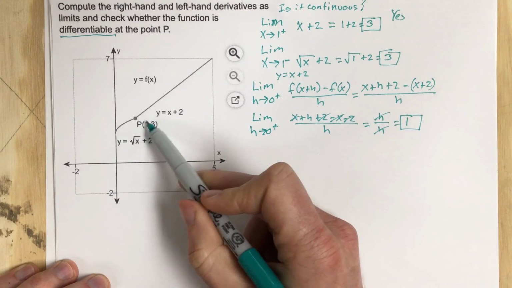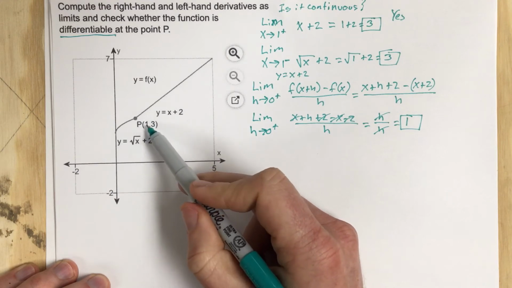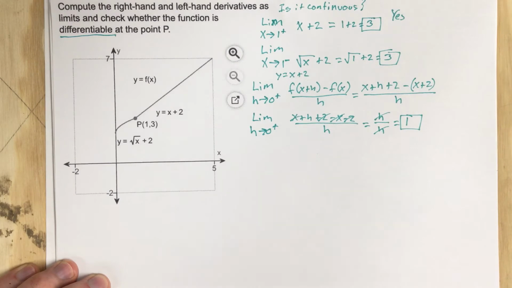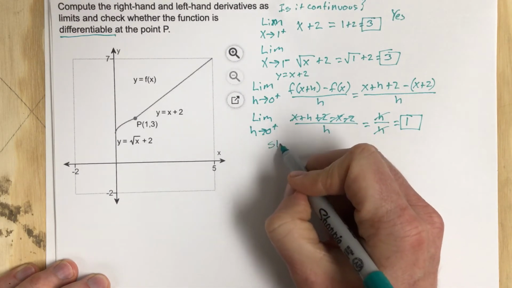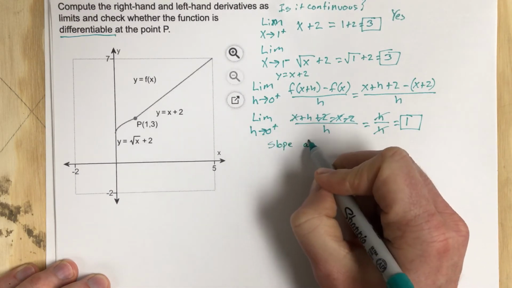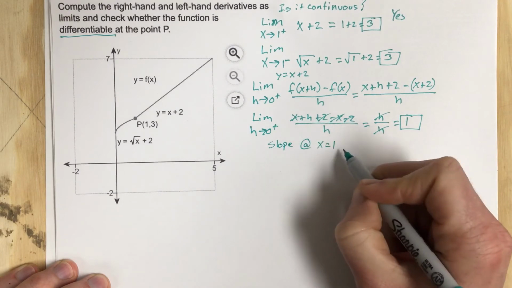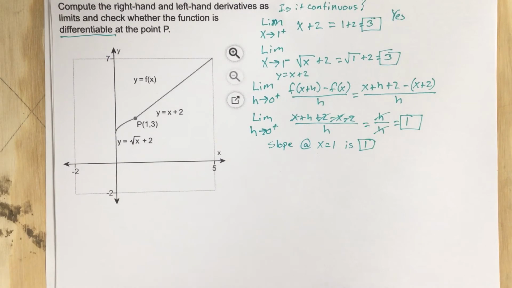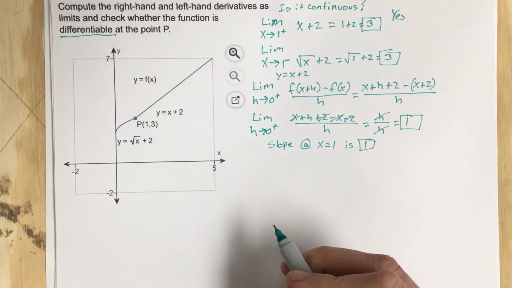And I don't need to plug in now. I'd plug in the x value. So what's the slope at x equal 1? Well, the slope is 1. So I don't really need to plug that in. I can say that though. Slope at x equal 1 is 1. Now let's find the limit as h approaches 0 from the left.